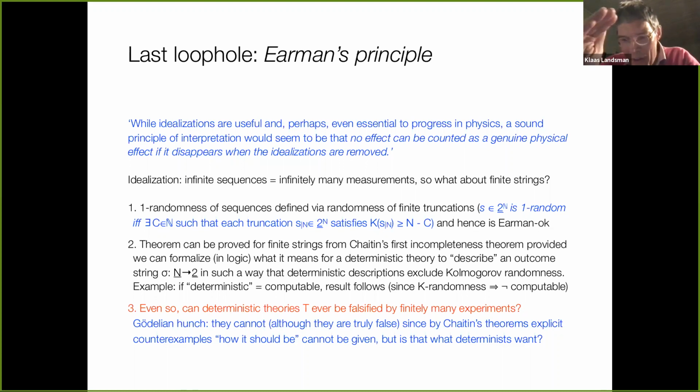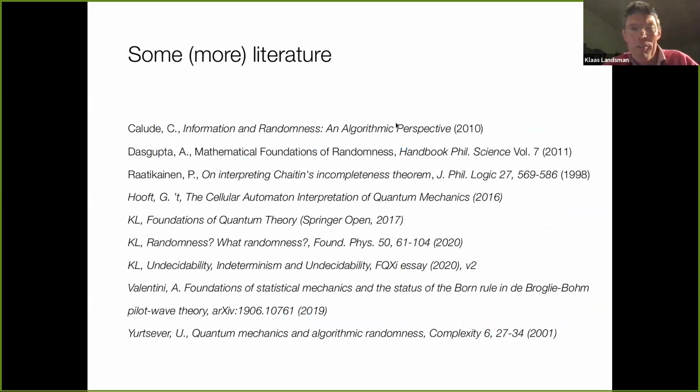And I rely on the notion of an idealization for infinite sequences. Another issue, but let's leave this for the discussion, is whether deterministic theories can ever be falsified by finitely many experiments. I think the answer is no. But in view of the time, let's just go to the last slide, which lists some literature. Maybe there are some brief questions and we can move on.